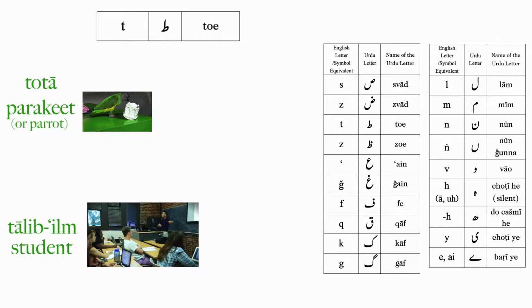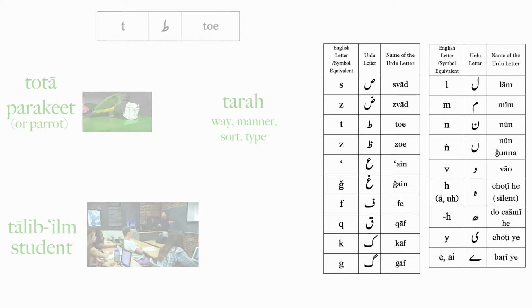Our final word starting with toy is tara. Tara means way or manner.